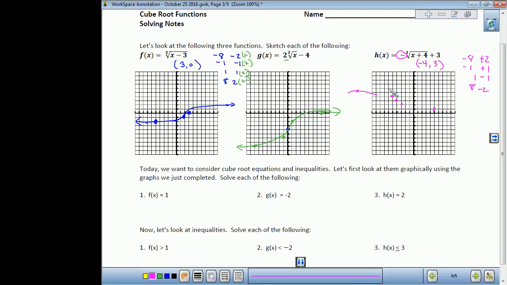This is crazy. It's hard to do on the board. There we go, something like that. It shouldn't have this extra hump right there, sorry.